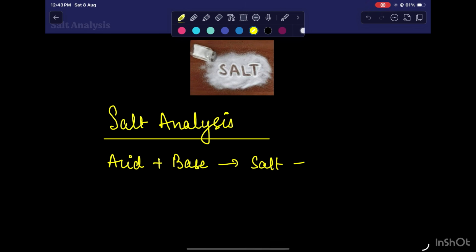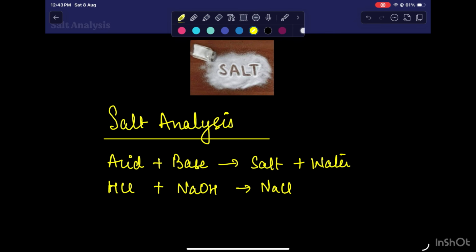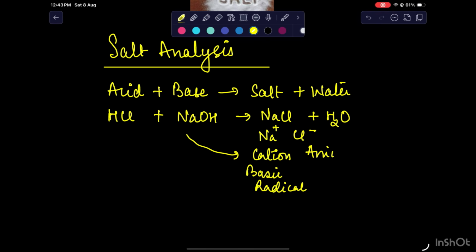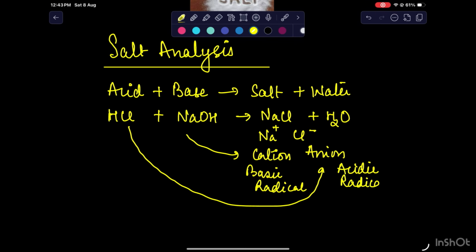This reaction is known as neutralization and we get a salt, right? So for example, HCl and NaOH react and we get NaCl plus water. In the case of NaCl, you see that Na+ has come from the base and it is a cation. So cations are known as basic radicals. Similarly, Cl- is an anion and it has come from the acid. So all anions are known as acidic radicals.